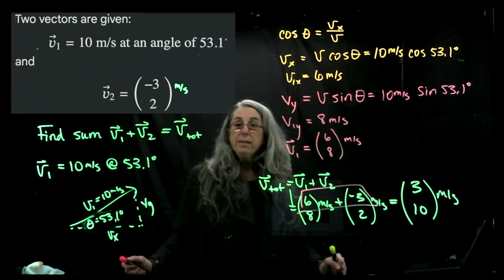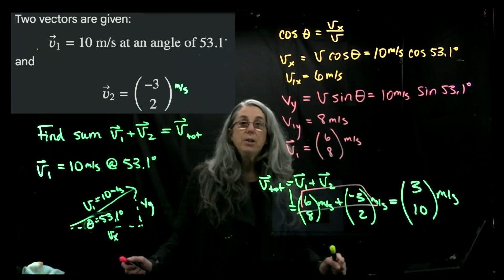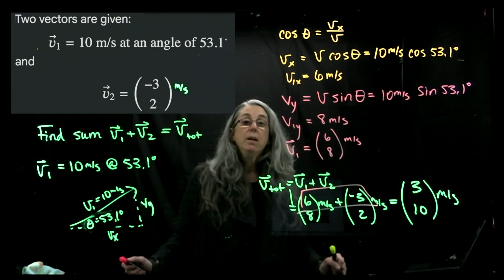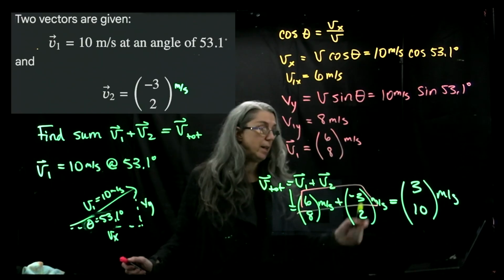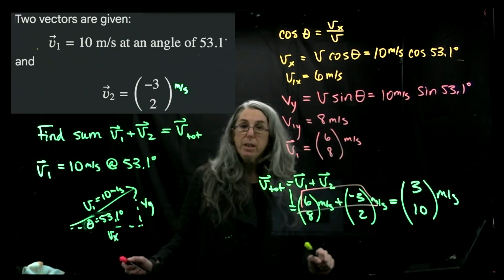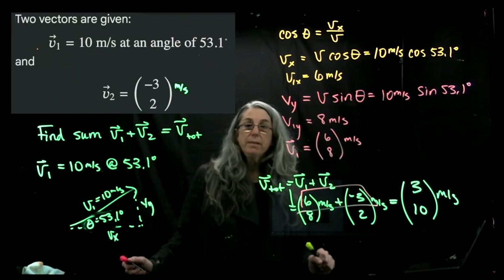If the problem doesn't tell you to write it in terms of magnitude and direction, you can leave it in components. Remember, you just need 2 pieces of information for a 2D vector, and the x and the y components are perfectly good. Let's draw a quick sketch to make sure this makes sense.